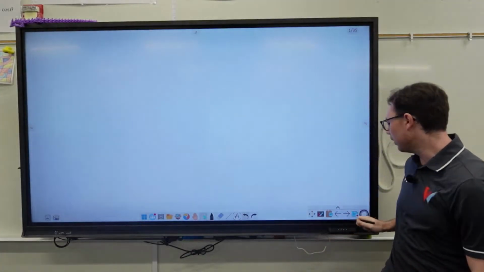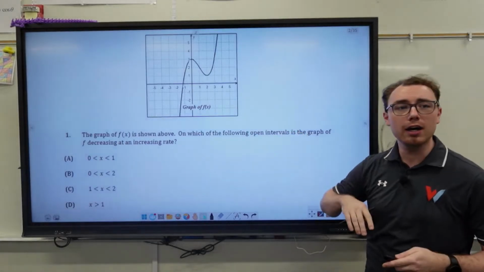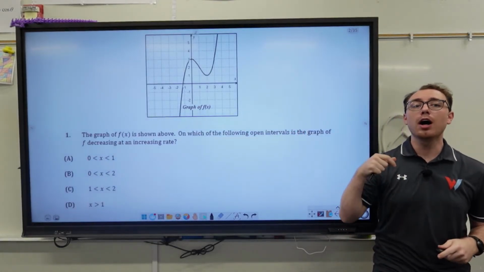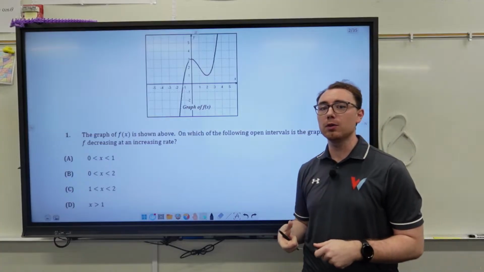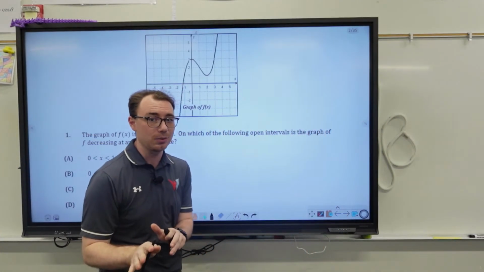Without further ado, we have this very first problem today. For this first problem, we're given this graph of f of x shown above. On which of the following open intervals is the graph of f decreasing at an increasing rate?